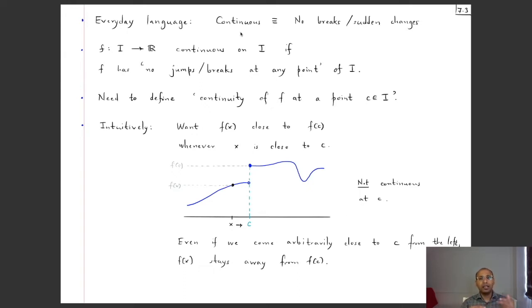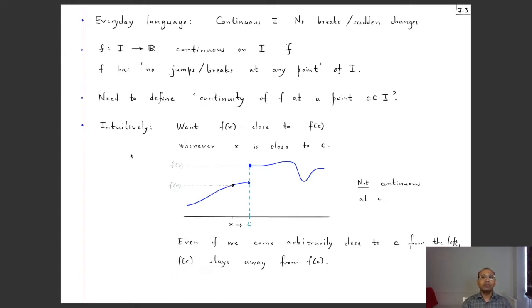In the same way, when we say that the function has no jumps or breaks, we first envisage that if at all there's a break, it occurs at some point. So we'll first define what it means for a function to be continuous at a point. That would mean that there's no break at that point. And if there is no break at any point, in other words, if the function is continuous at each and every point, then we say that the function is continuous on the whole interval. So before we define what's meant by a function being continuous on the whole interval, we'll first explain what's meant by a function being continuous at a point.